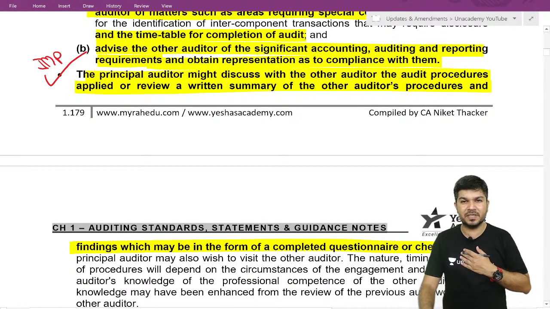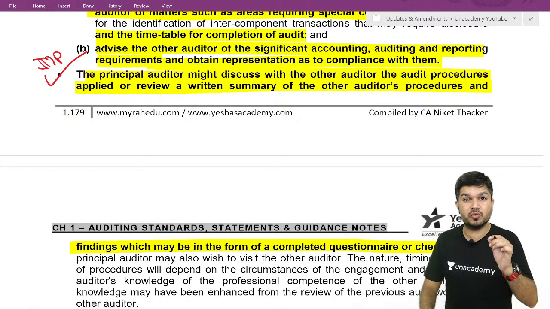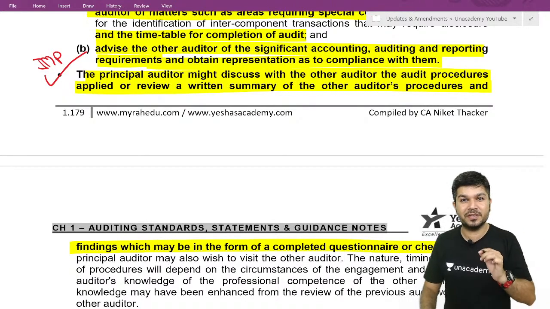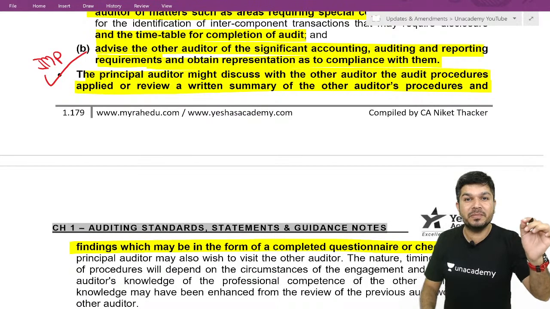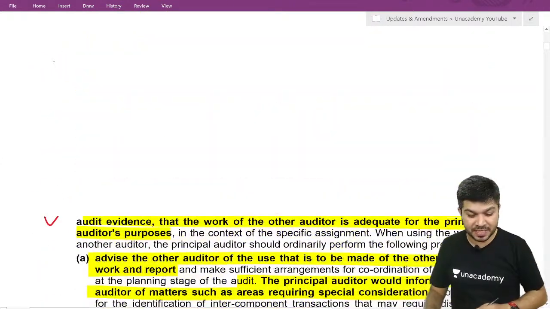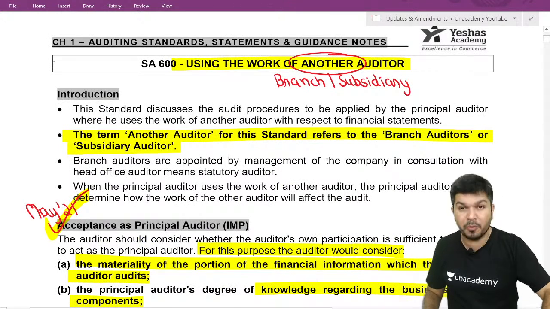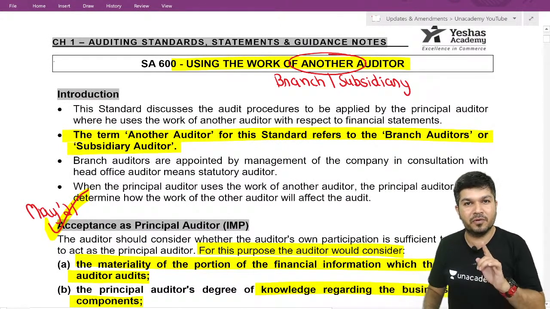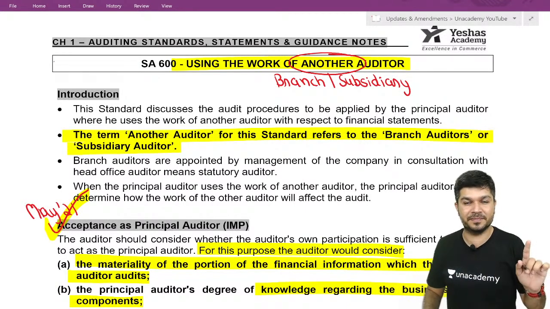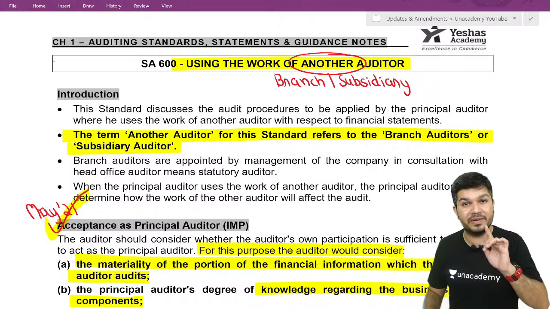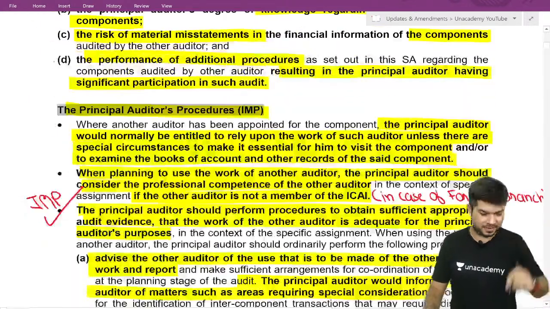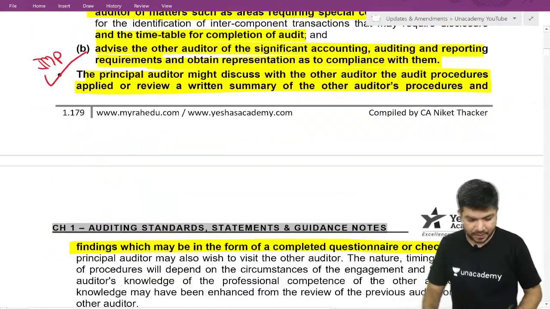If a question comes, if the company wants to appoint you as a principal auditor, what factors will you consider before accepting appointment as a principal auditor? There were 4 points, A, B, C, D. See, 4 points are there, write 4 points. They don't want a general answer. The problem with us is we write very general answers. For 4 marks, just write the 4 points. Okay, moving ahead.